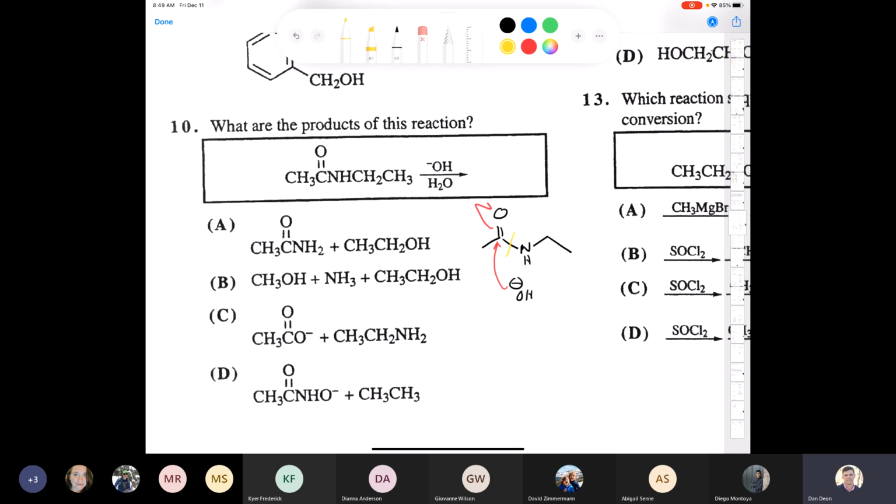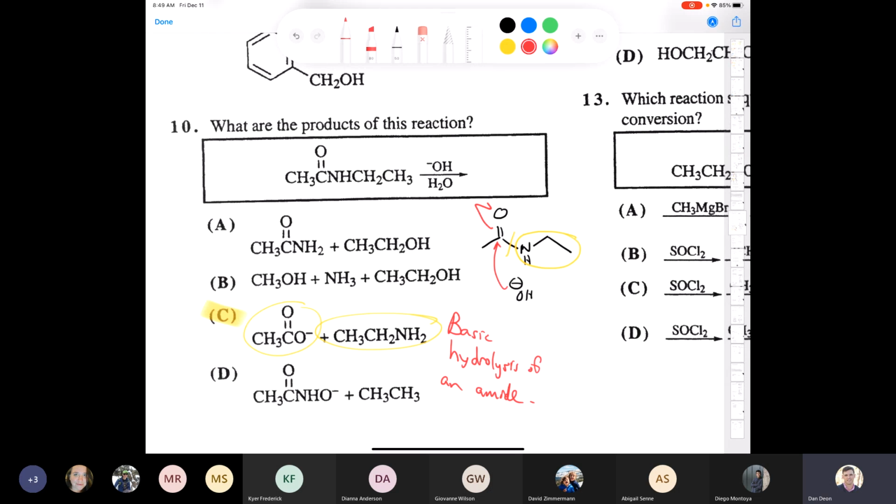Now, that means we're going to end up producing the acetate ion, right, which is shown here? Since we're in base, we're not going to end up with acetic acid. We're going to end up with acetate, and then you're also going to end up with ethylamine. That's the basic hydrolysis of an amide. So if you need to review that, basic hydrolysis of an amide.